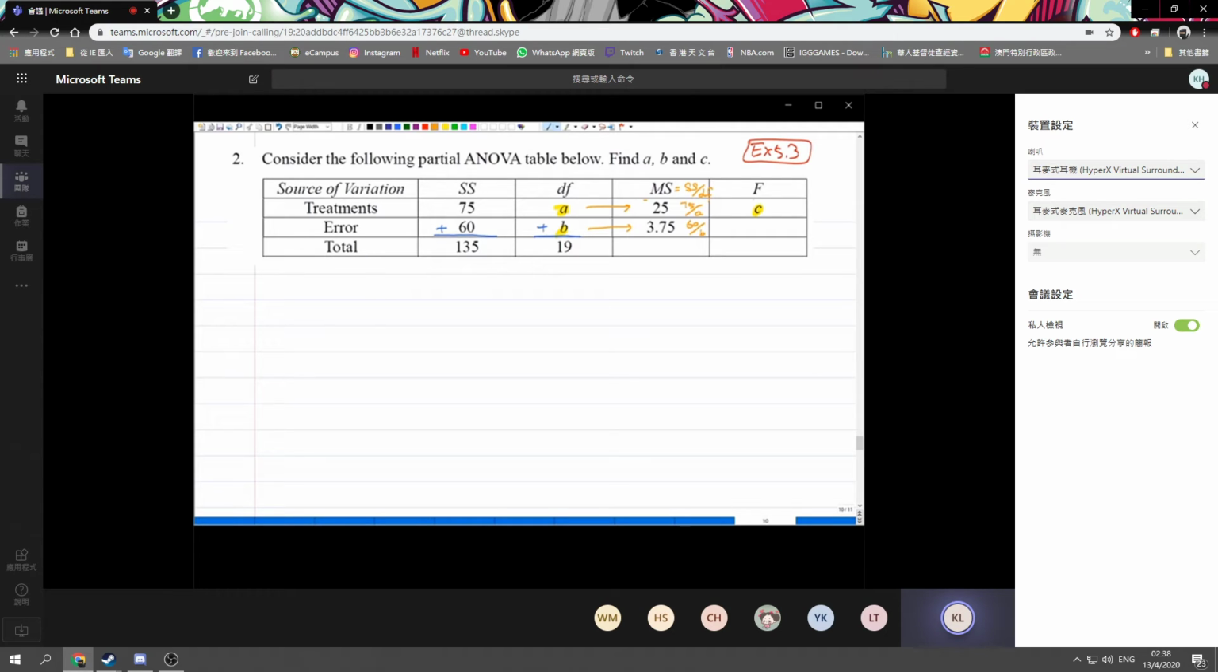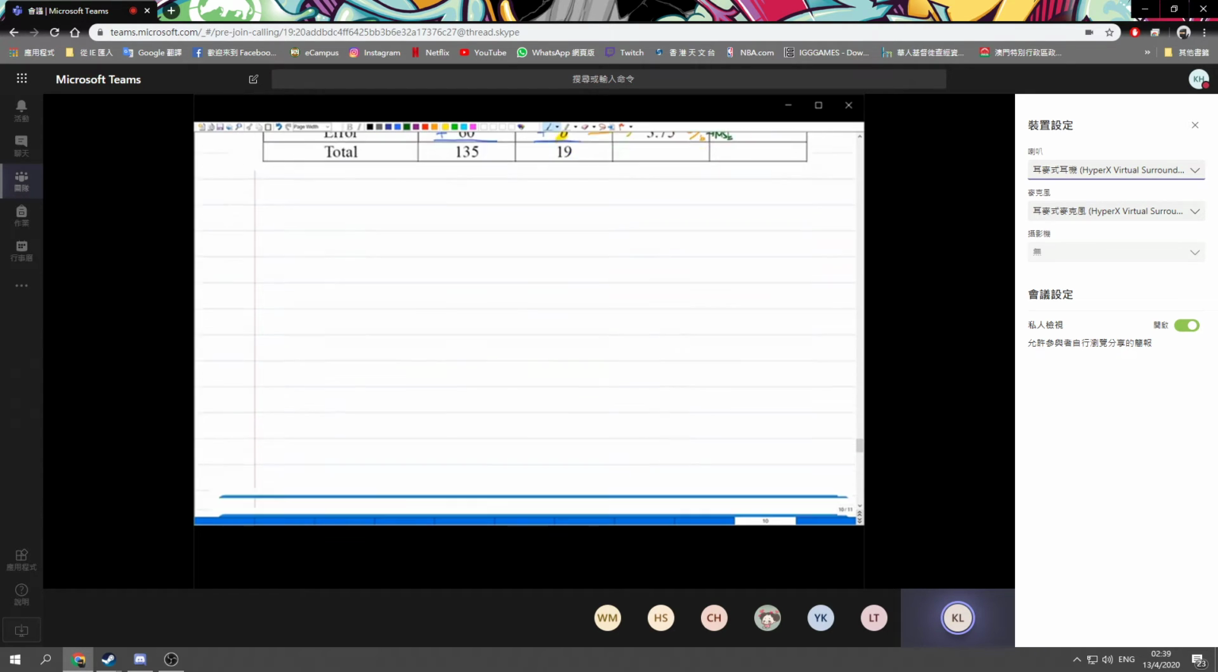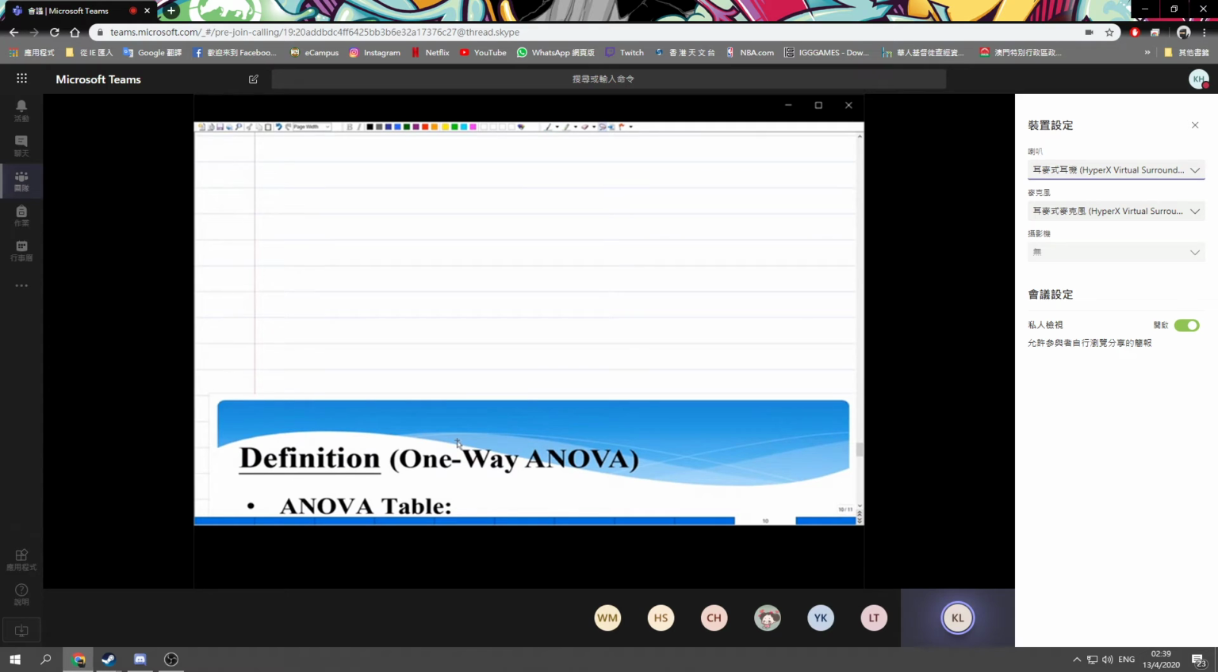Right? And the last relationship you have to know is F, which is MST over MSE. So where's the MSE and MST? This is the MST, and this is the MSE. Right? So these are the relationships you have to know, and with this you can find out A, B, and C.